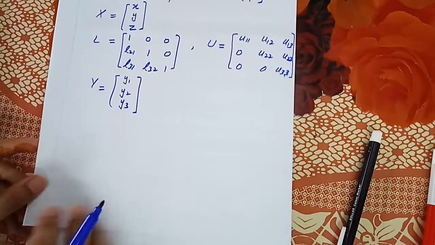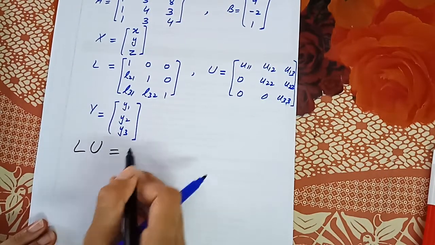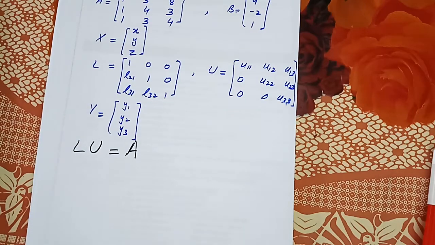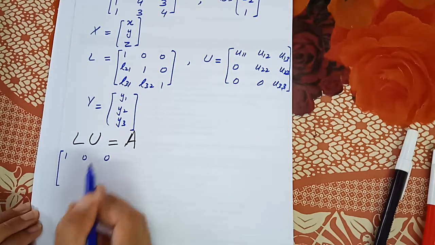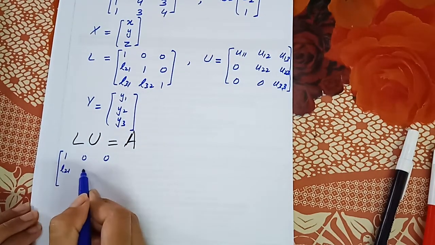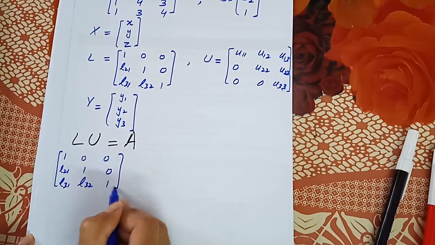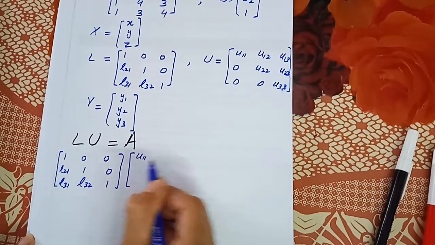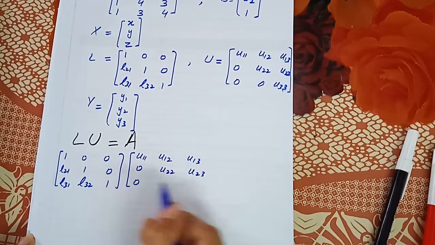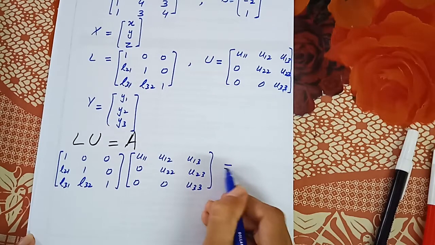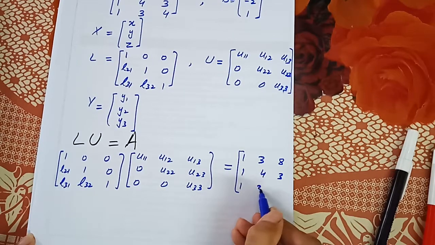Now the first equation that we are going to use here is LU equals A. You have to use this equation. So let's plug in the values. The L matrix is 1, 0, 0 that you already took here, L21, 1, 0. Then we have here L31, L32, 1. Multiplied by the upper triangular matrix U11, U12, U13, 0, U22, U23, 0, 0, U33 equals the A matrix, that is 1, 3, 8, 1, 4, 3, 1, 3, and 4.